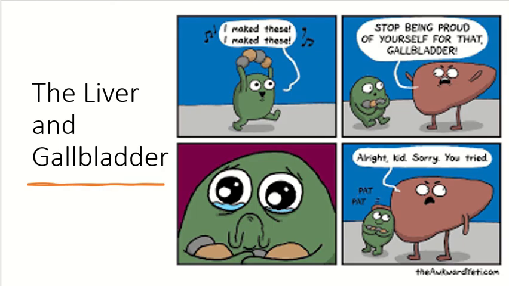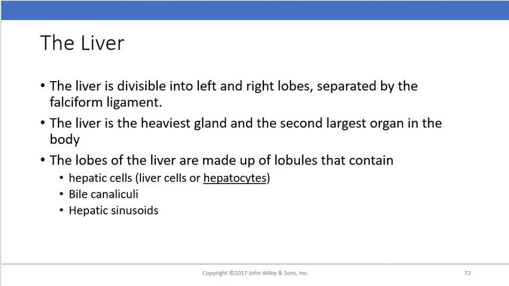So, moving on then to the liver and the gallbladder, just a kind of silly little cartoon for your enjoyment there. The liver is going to be divisible into a left and a right lobe, and it's going to be separated by the falciform ligament, which we mentioned earlier in this lecture. The liver is going to be the heaviest gland and the second largest organ in the body, the largest organ in the body being the skin. So this is the second largest. So it's a pretty sizable chunk of tissue here.